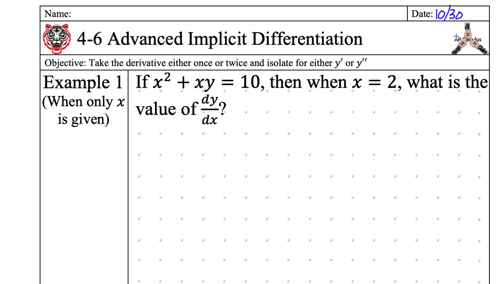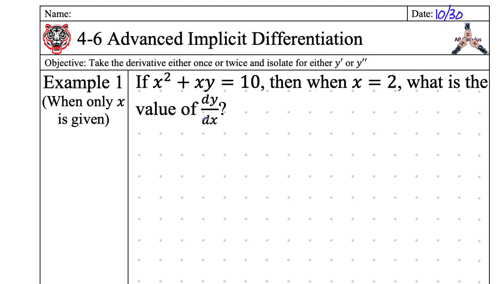Example number 1. We have a problem very similar to last night's homework, if you did the homework. x squared plus xy is equal to 10, and I need to figure out when x is equal to 2, what is the value of dy/dx. We're actually doing some substitution here.